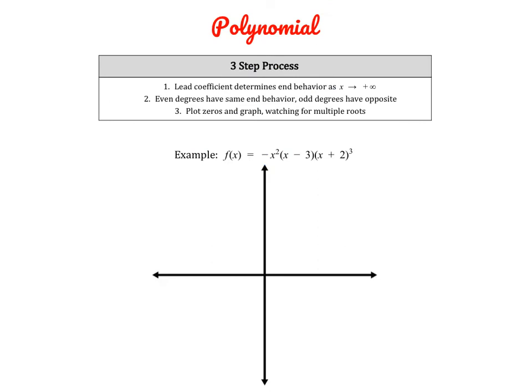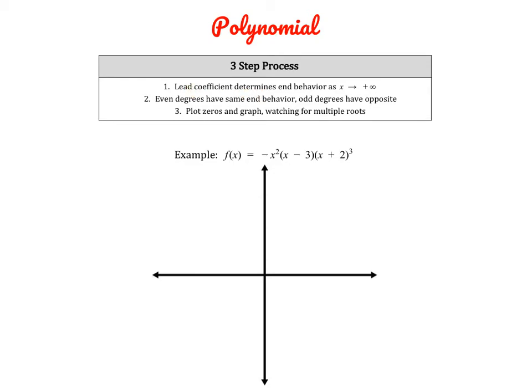Okay, polynomial functions. There's what I like to call a 3-step process to graph these. If I give you a polynomial function on the final exam, I will give it to you in factored form because I'm testing your ability to graph, not to find the zeros. So there's 3 things you need to do.